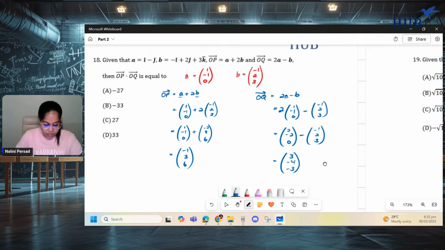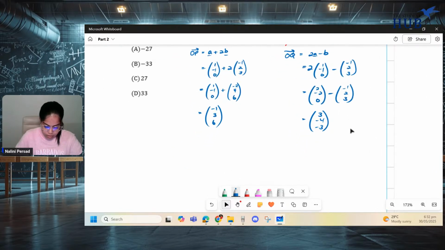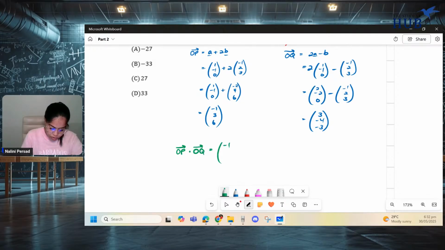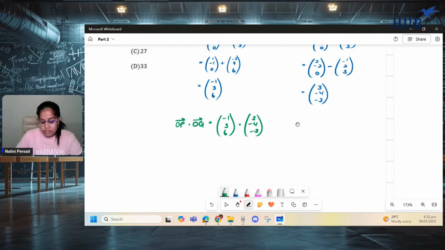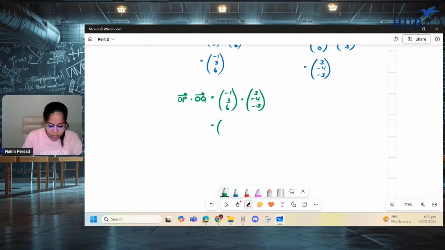And now I need to find the dot product. So let me get some space here. OP dotted to OQ, dotted to 3, -4, -3. So when you find the dot product, what you are doing is multiplying the corresponding entries and adding it up. So -1 by 3 plus 3 by -4 plus 6 by -3.